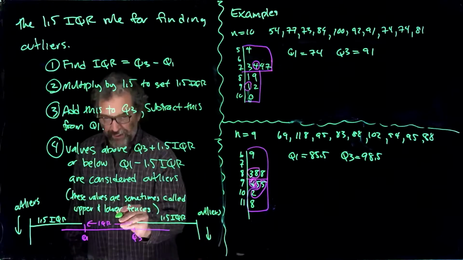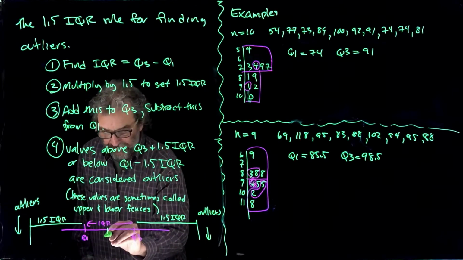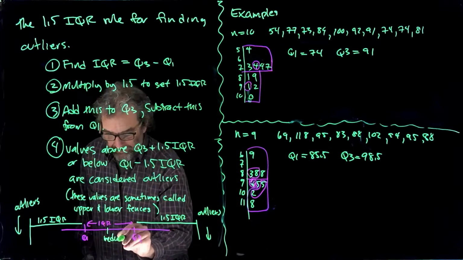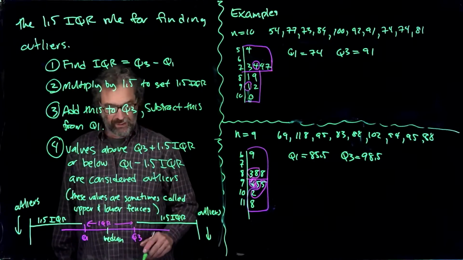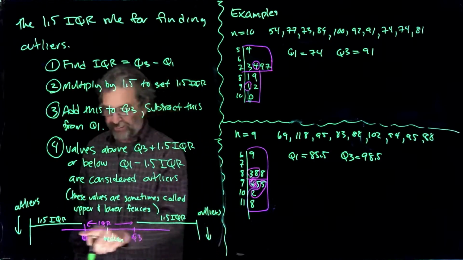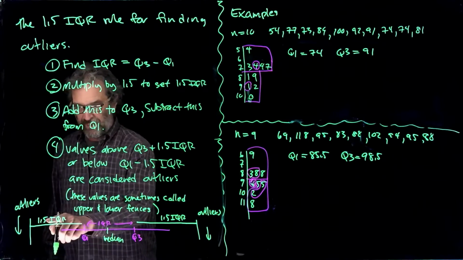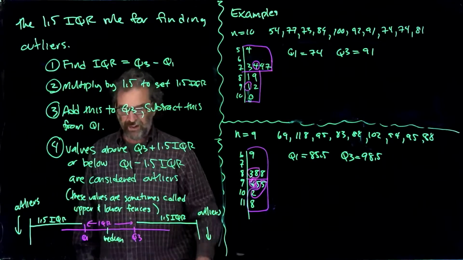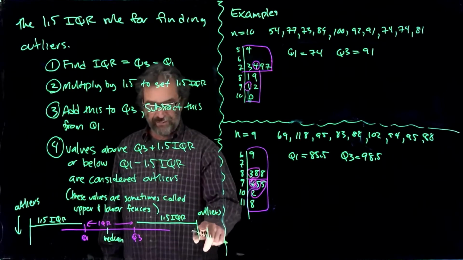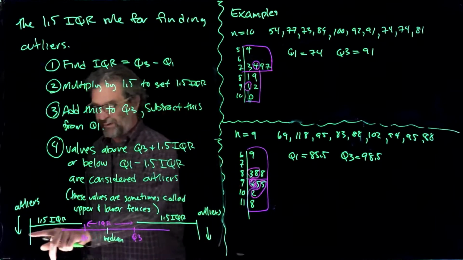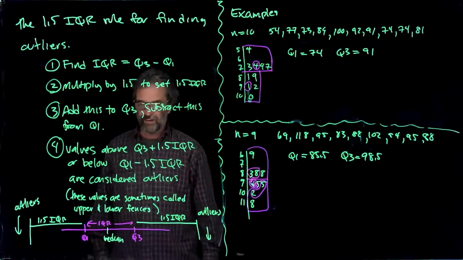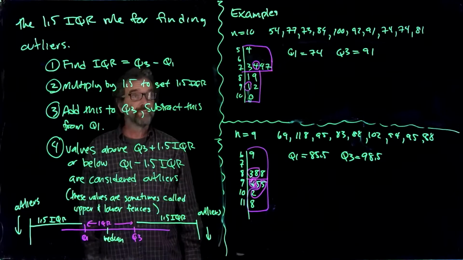So somewhere between here and here, we'd expect to see the median. And so if we find the max and min of our data set, and it falls inside this range, then there aren't any outliers. If the max falls in an outlier category or the min falls in an outlier category, then there's at least one outlier, the max or the min.